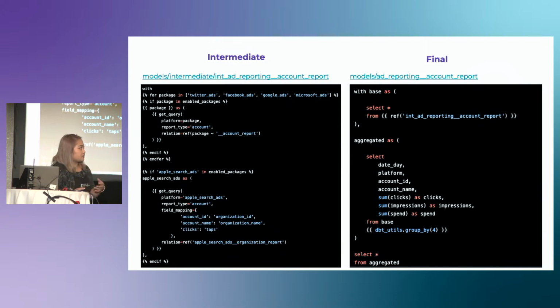So this is an example of what the intermediate and final models would look like in a repo of ours. On the left is a snippet of an intermediate model that we have for ad reporting. It's the account report. We bring all the complexity in this package into the intermediate models and heavily utilize a macro that pieces a query together based on different reporting levels and native naming overrides. On the right is the final model, which you can see refers to the model on the left. And you can quickly see that this final model is expected to have date, day, platform, account ID, and account name, and that's the grain of the report, as well as the aggregated metrics of clicks, impressions, and spend.